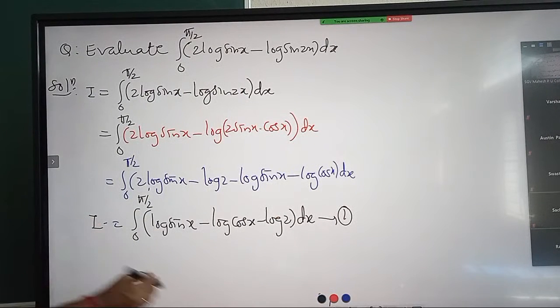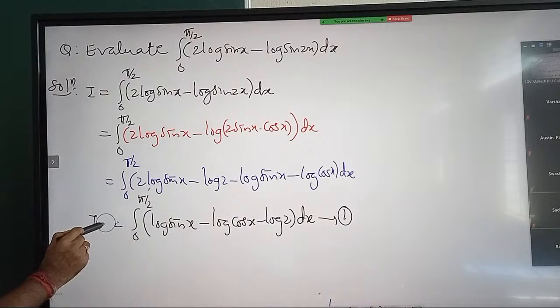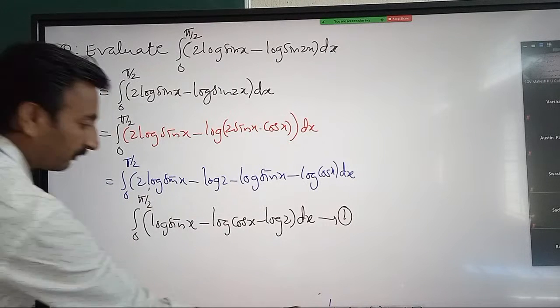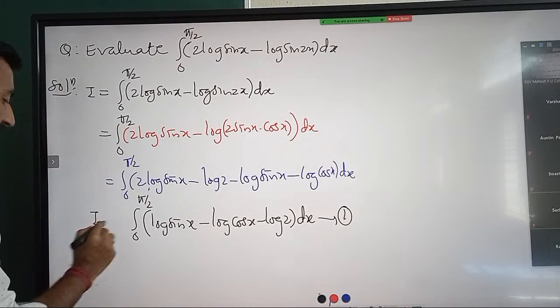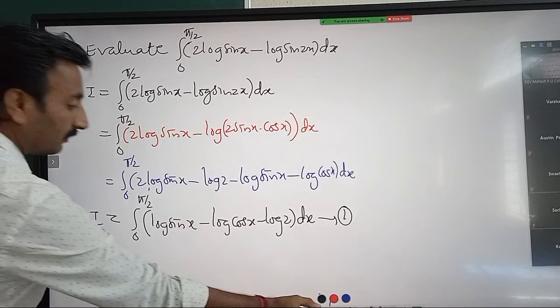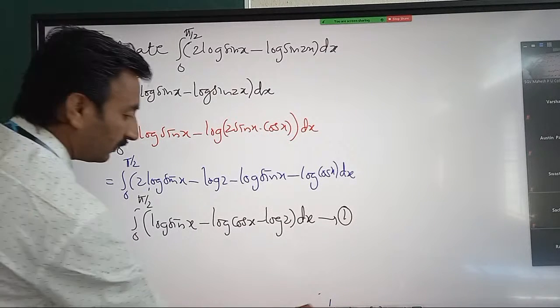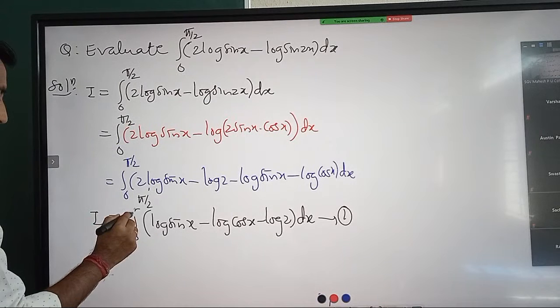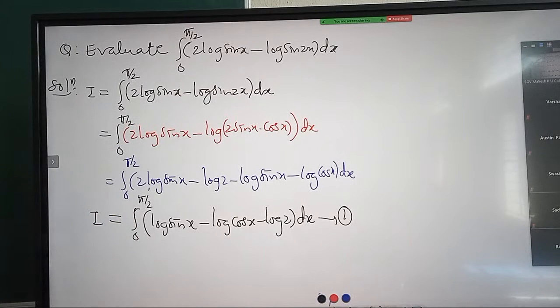Your intention is fulfilled now. What was your intention? Your intention was to write all the angles in terms of the same. Correct? Yeah. Next, go for the properties.